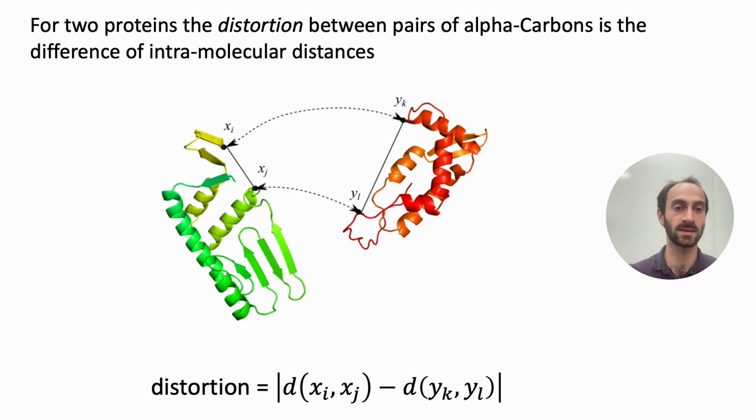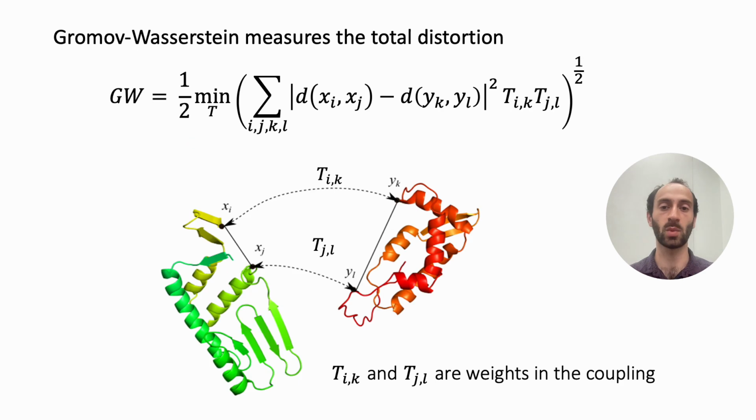For two proteins, the distortion between pairs of alpha carbons in one and pairs of alpha carbons in the other is defined as the difference of intramolecular distances. So we see here x_i and x_j, two alpha carbons in one, we look at the distance between them, and similarly the distance between y_k and y_l in the other, then the distortion is the difference of the distances. Gromov-Wasserstein then measures the total distortion, so the sum of the distortion of all possible pairs times their weighting, and then we look at the minimal one over all couplings.